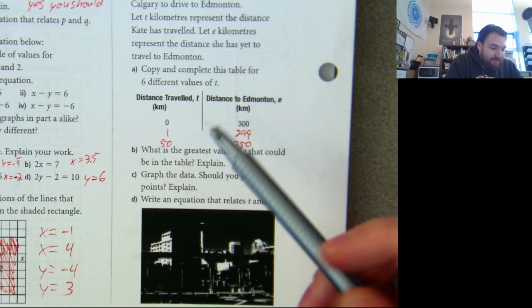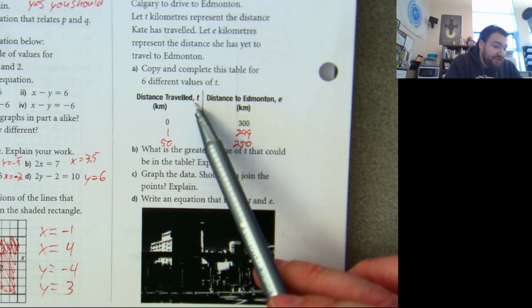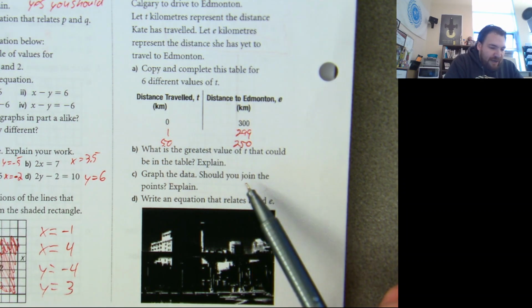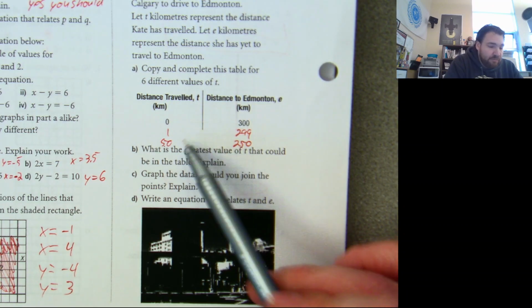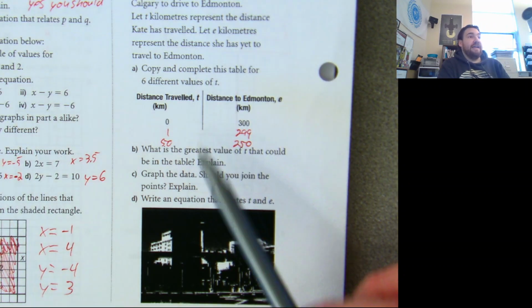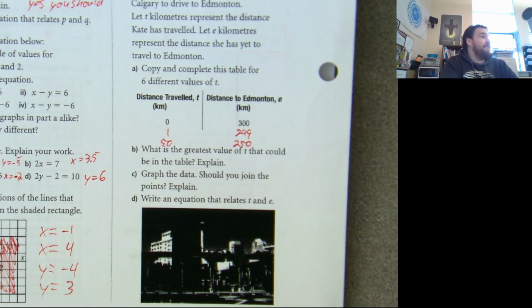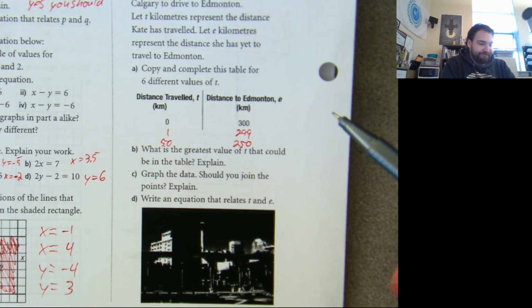So you're graphing that. The greatest value of, I don't know why it's T, I guess it's T for traveled maybe. The greatest value traveled is going to be 300, because once you're in Edmonton, you're done. And then you're graphing that. It's going to look an awful lot like the plane descending graph that we did yesterday. That's it.